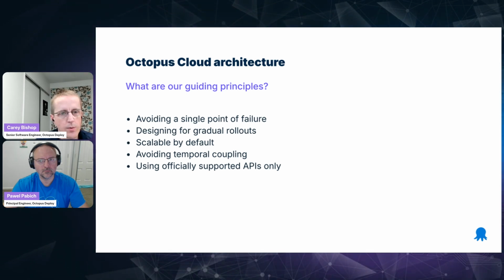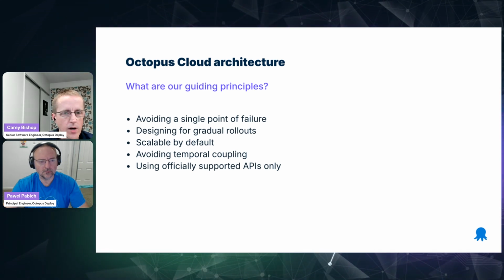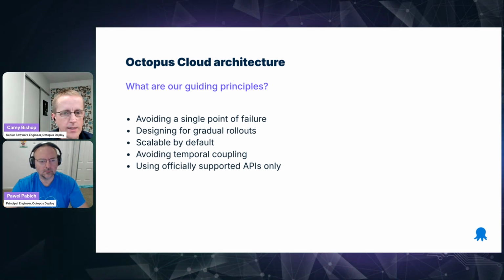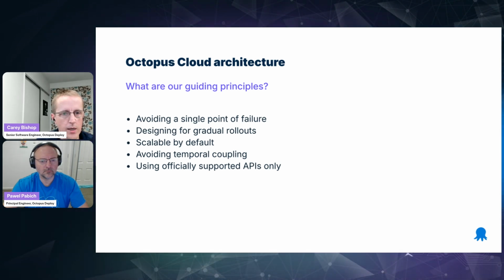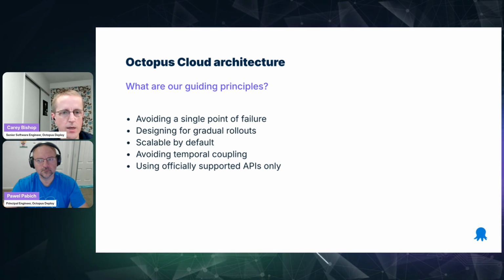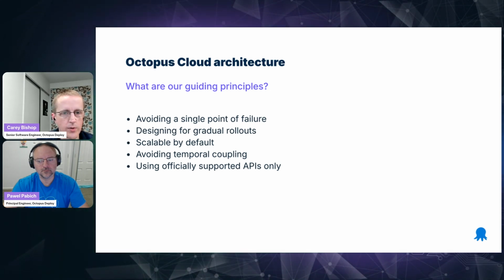And the other thing is that we try to use officially supported APIs only. So we don't want to be handcrafting our own clients to call APIs. We don't want to be using any special APIs within Octopus Deploy that other customers can't see. We want to be making sure that we're following the same process that anyone else would, because these are well-trodden paths. Other people have been there before. They're well tested, and we're not doing anything special.